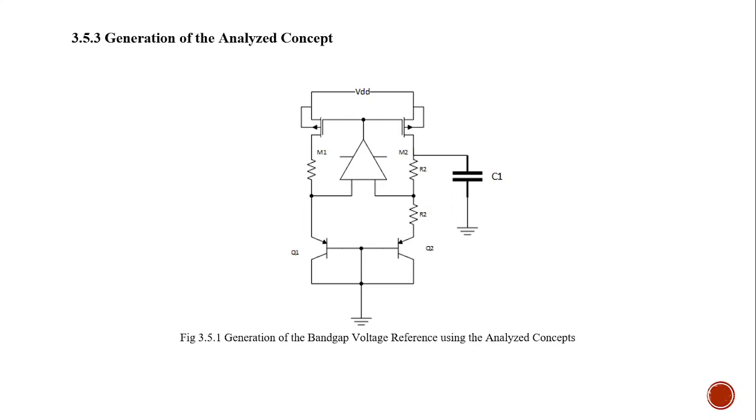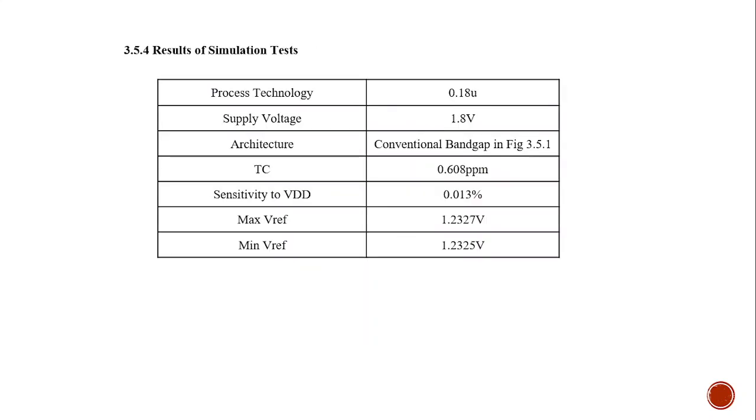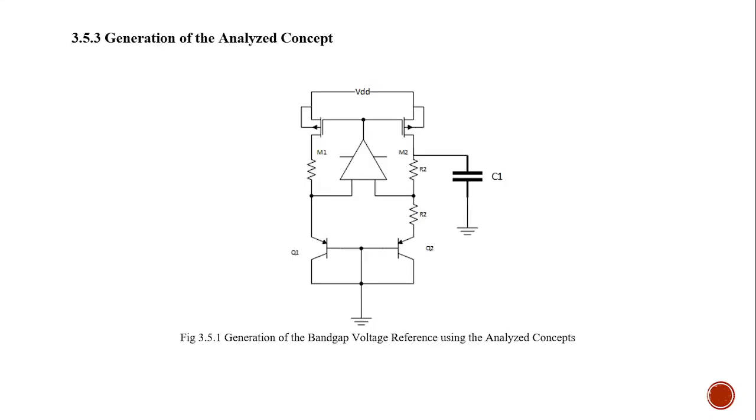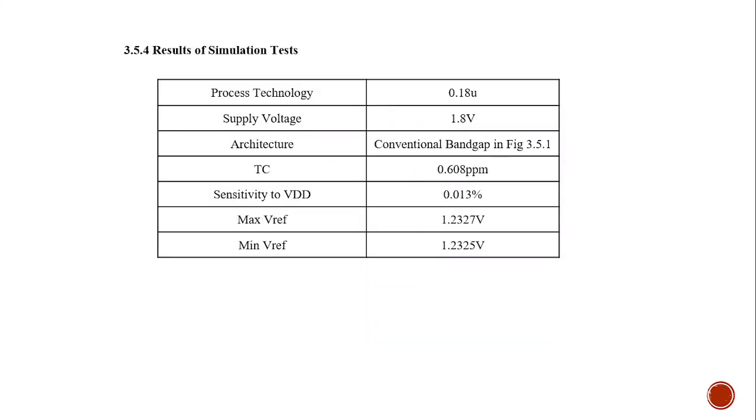After all these concepts introduced, we finally get through the generation of the analyzed concept. Shown here is the conventional voltage bandgap reference using the analyzed concepts mentioned above. We also did some simulations in order to test if the conventional circuit that we chose will work. Here is the result of the simulation test.